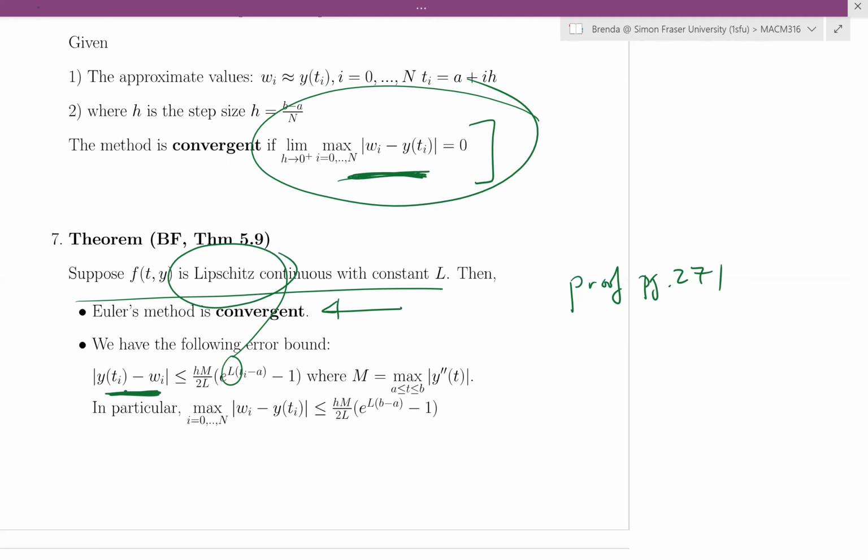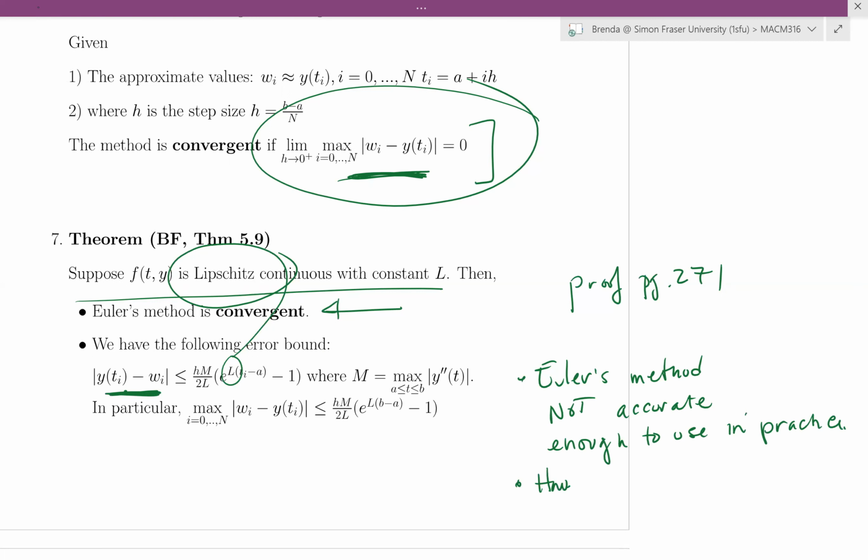Here it says Euler's method is not accurate enough to use in practice, but it is conceptually simple. So we're starting here. Not accurate enough for practice. That's unfortunate. However, if the design is simple enough, you can analyze the error. There's some upside to the simple method.